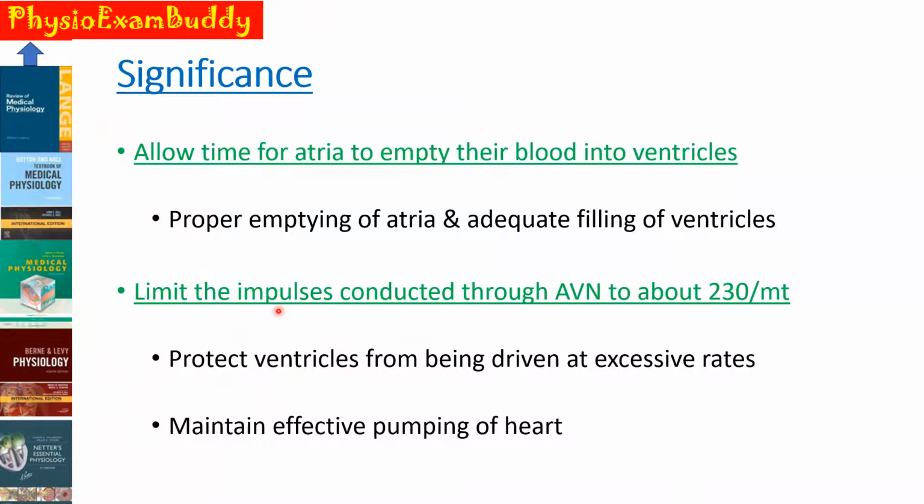And another significance of this delay is that it limits the impulses that can be conducted through the AV node to about 230 per minute. This protects the ventricle from being driven at an excessive rate, which can reduce the pumping effectiveness of the heart. So it also helps to maintain the effective pumping of our heart.